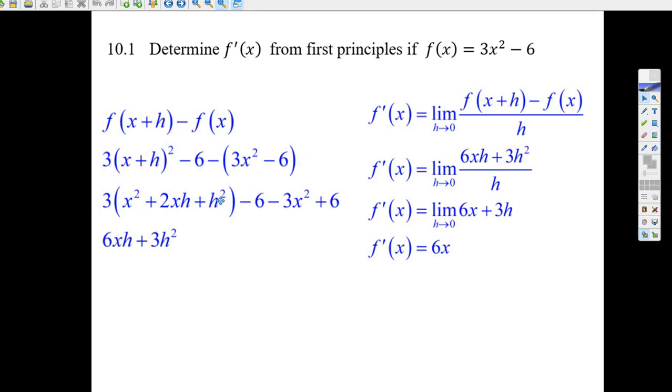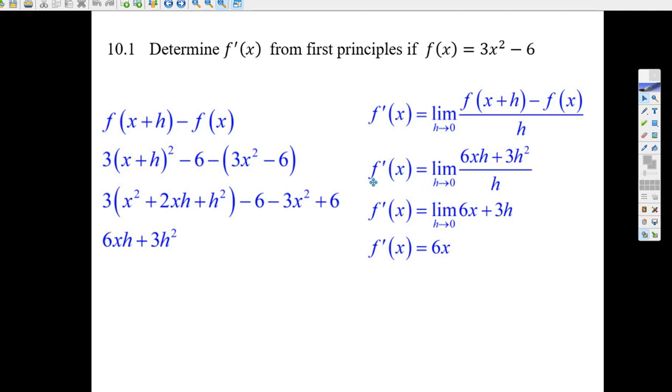Now you expand this, which is always x squared plus 2xh plus h squared if it's a quadratic. Then you subtract 6 here. Then you subtract 3x squared, but minus, hey, you'll have a plus 6 here. Now we're ready to sort of do some canceling. 3 times x squared is 3x squared, but minus 3x squared, that's gone. 3 times 2xh, that's 6xh. And 3h squared here, and you've got this minus 6 plus 6, it cancels too.